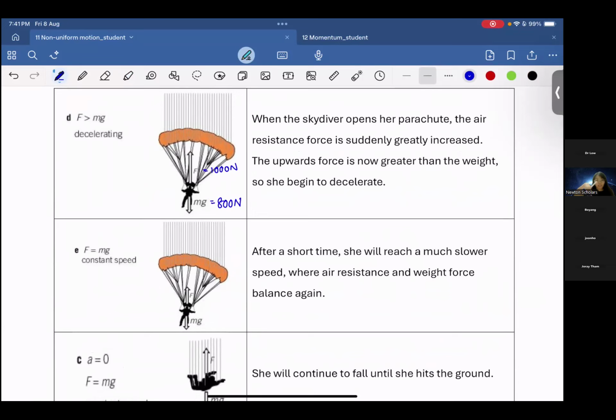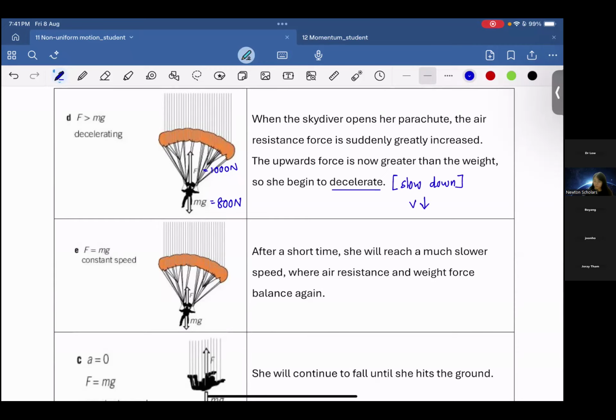You are falling down, so you decelerate. You will slow down; you are not going to move up. Don't be confused about this. The upward force is bigger, but you are still falling down, just slowing down. Slowing down means that your velocity decreases.